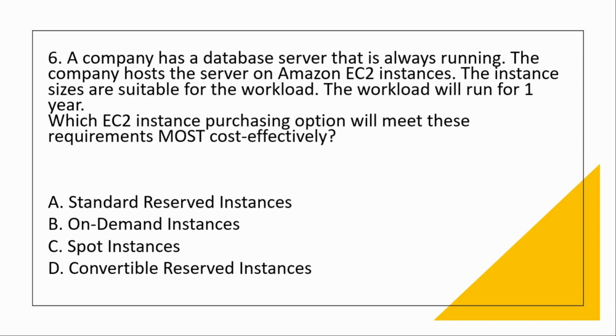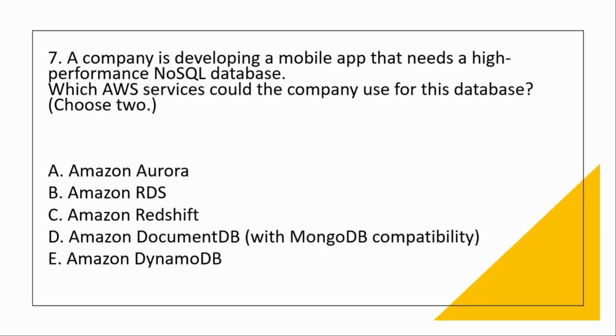Convertible reserved instances. So now I told you to mark the pointers, right? So our first pointer was instance sizes are suitable. Convertible, why you want to convert? When you know the size is suitable, you know it will run for 1 year, so go for standard reserved instance, okay? Next, a company is developing a mobile app that needs a high performance NoSQL database. Which AWS services could the company use for this database?